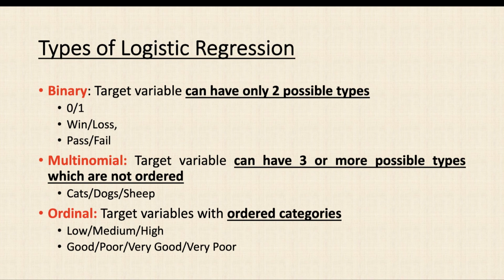Second type is multinomial. So the target variable can have three or more possible types which are not ordered, right? For example, if we have a collection of animals, from that we want to categorize three. So either it's a cat, a dog, or a sheep, right? And ordinal means target variables with ordered categories. So for example, either it is low, medium or high, good, poor, very good, right?